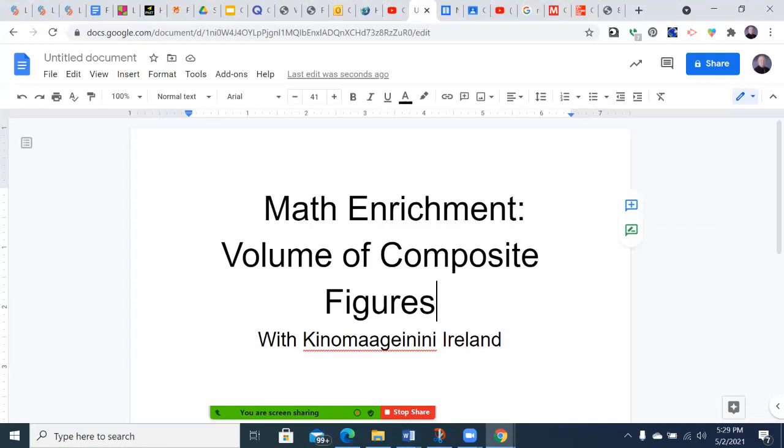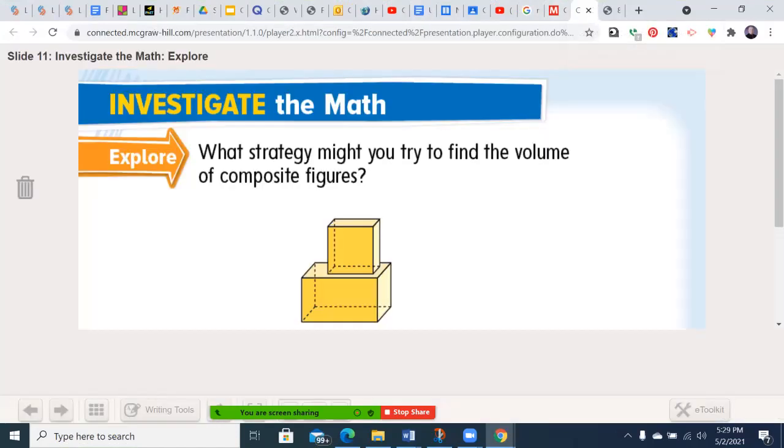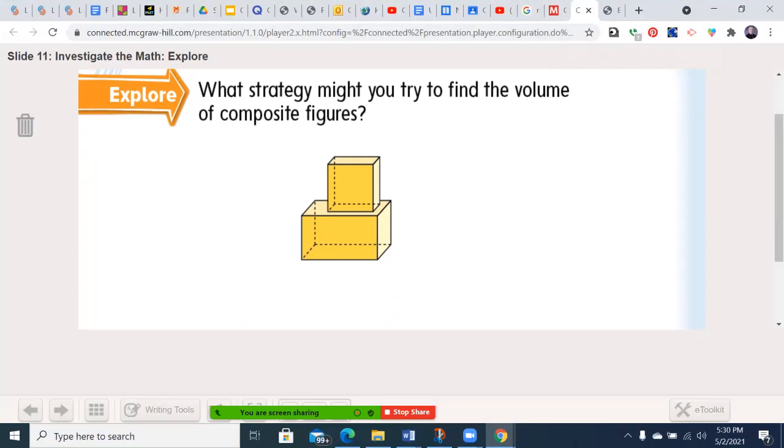Today's lesson, the volume of composite figures. For this lesson, I'm using a piece of the My Math Chapter 12 materials on the same topic. So I have these two figures here, and I need to find the volume.